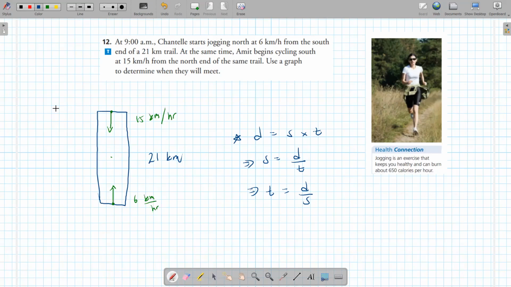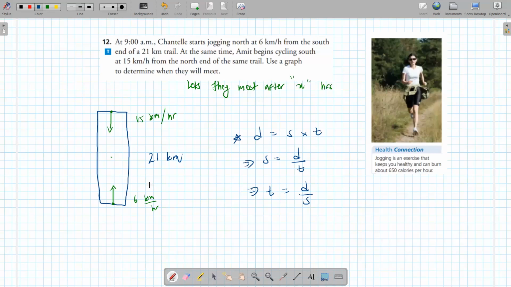Any ideas? It's pretty tricky. It's a T question as well. Again, remember T means thinking, so the math portion is going to be easy, but coming up with the equation is going to be a lot more difficult. We're going to work at it like this. Let's say they meet after X hours. Whenever we start at 9, X just represents the time.